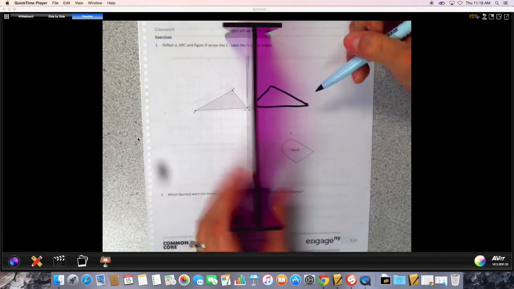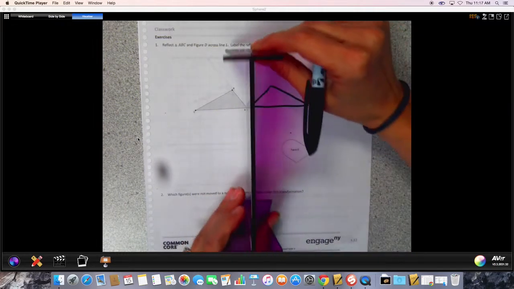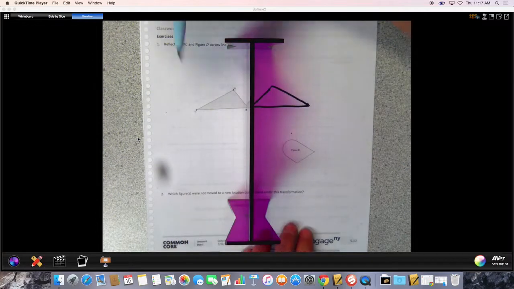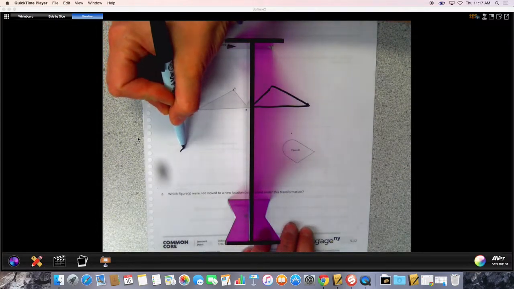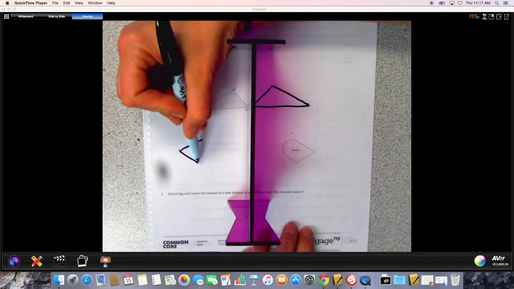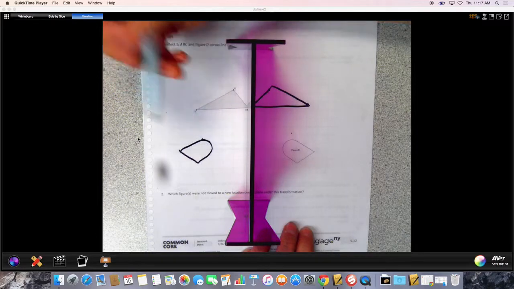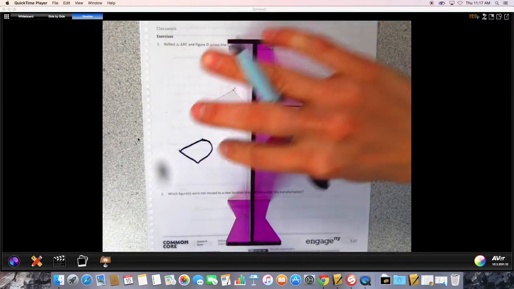And so here's my first reflection. And I'm going to do it without the mirror this time. Oh, no, maybe not, because this one's a little bit harder. And then you just use it to make a new figure. And it's not super accurate, and you don't have to be super accurate either to get the idea of what we're doing today. So there's our reflections, and then it says label the reflected images.